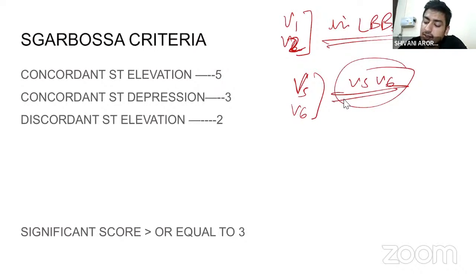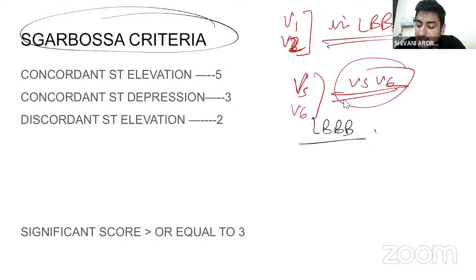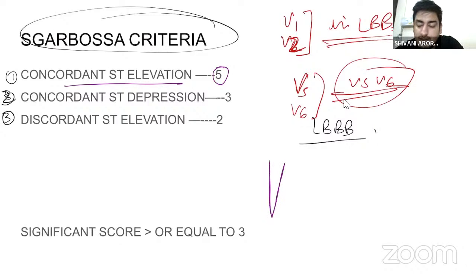So we have this Sgarbossa criteria for diagnosing MI in case of LBBB. In this, we have these 3 points. First point is concordant ST elevation of more than or equal to 5 mm. Concordant means that if the QRS is in downward direction, the ST elevation should be in upward direction. Now this elevation should be more than or equal to 5 mm.